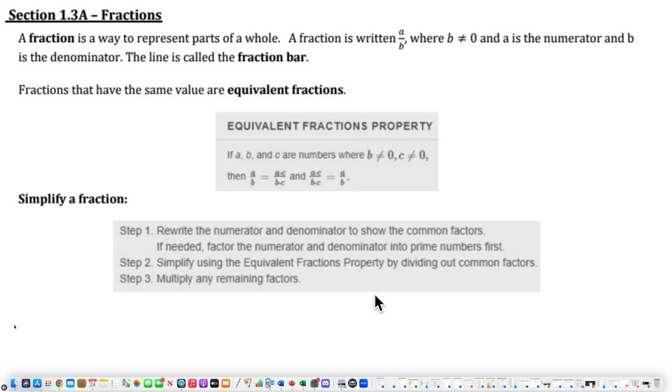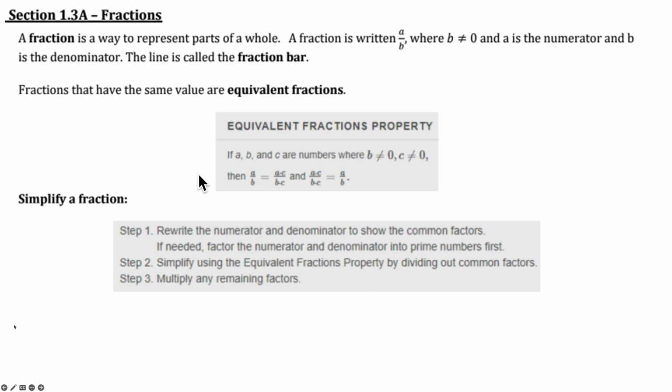So to simplify a fraction, rewrite the numerator and denominator, and show the common factors. If needed, factor the numerator and denominator into prime numbers first. Those prime numbers are 2, 3, 5, 7, 11, numbers like that, where the only factors are two different numbers, itself and 1. So keep in mind, 1 is not a prime number. It has to be 1 and a different number. Step 2, simplify using the equivalent fraction property up above, where we divide out the common factors, which makes it, like we said, c over c is a 1, and multiply any remaining factors.